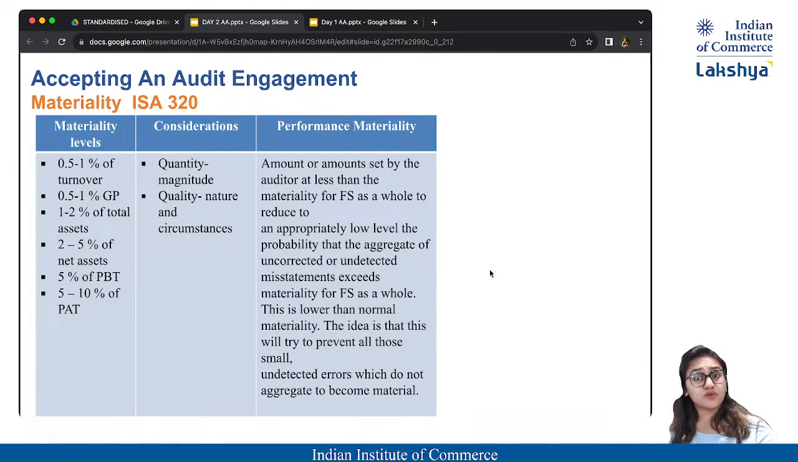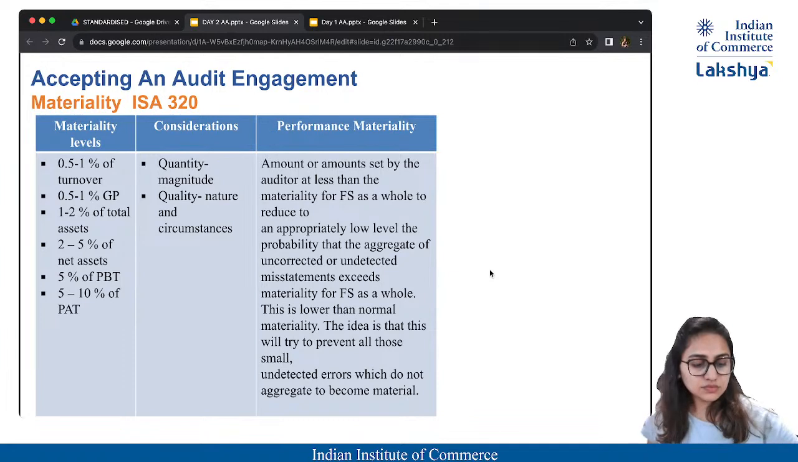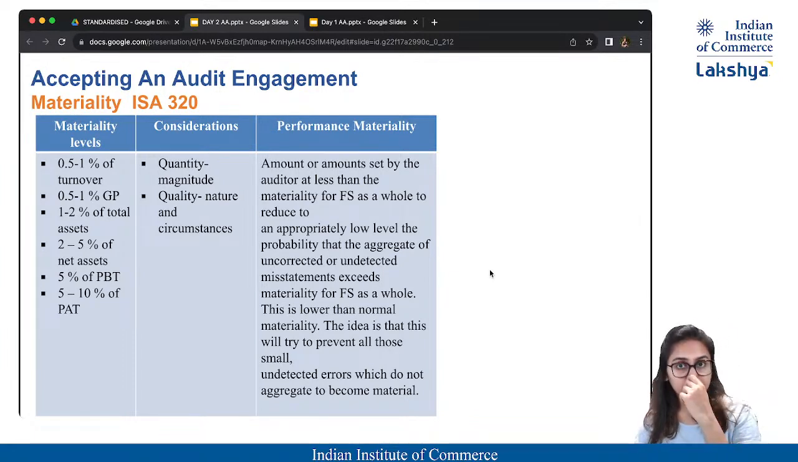Next we have performance materiality. Now we have studied the topic of materiality, and we know what materiality is. What is performance materiality? Materiality is, for example, 0.5 to 1% of turnover. If my turnover is 1 lakh rupees, my materiality according to 0.5% becomes 500 rupees. So less than 500 is not material for me, okay?